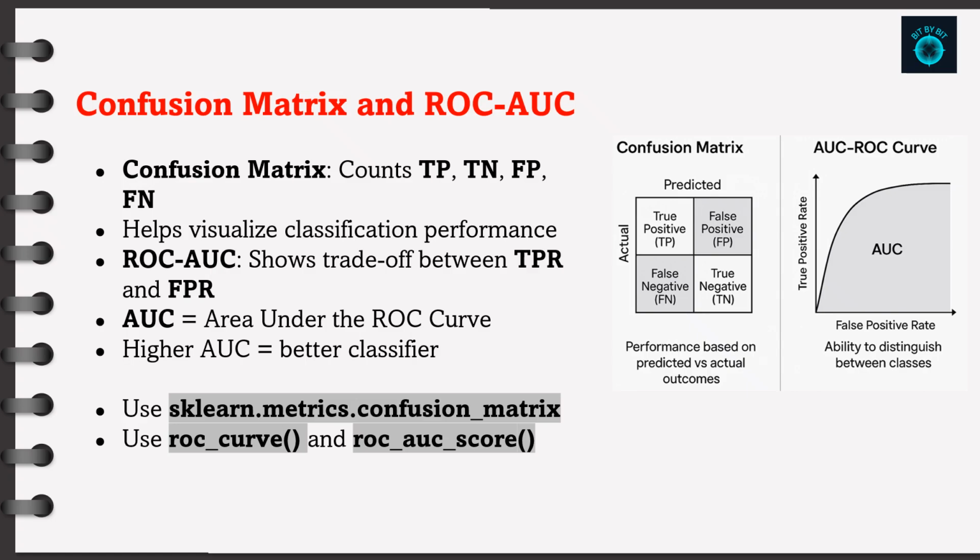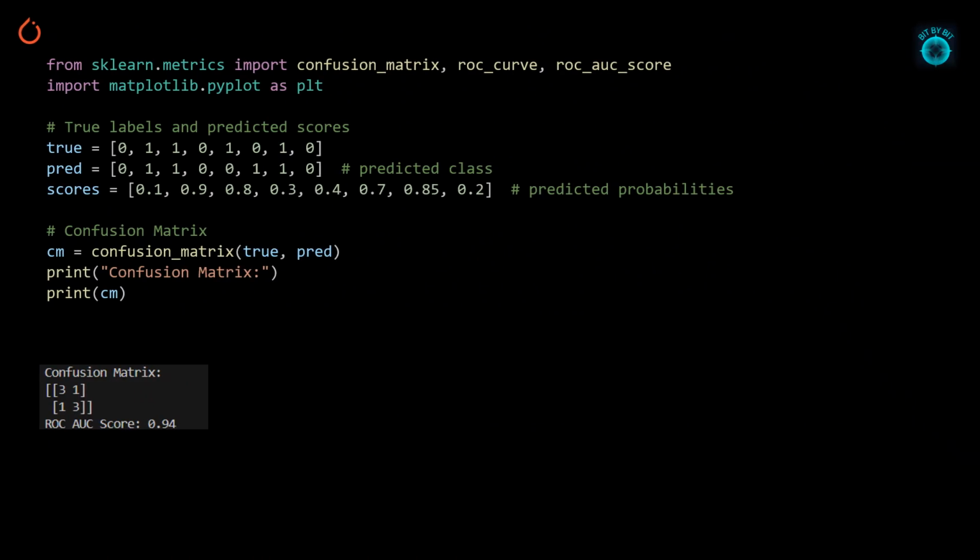Now let's look at a code example. In this example, we calculate and display both the confusion matrix and the ROC-AUC score. We define the true labels, the predicted classes, and the predicted probabilities. We use confusion_matrix to print the confusion matrix. The matrix shows 3 true negatives, 1 false positive, 1 false negative, and 3 true positives.